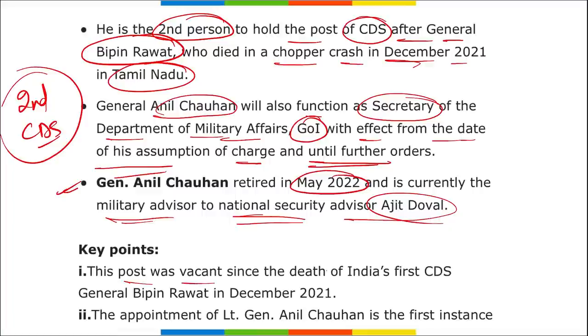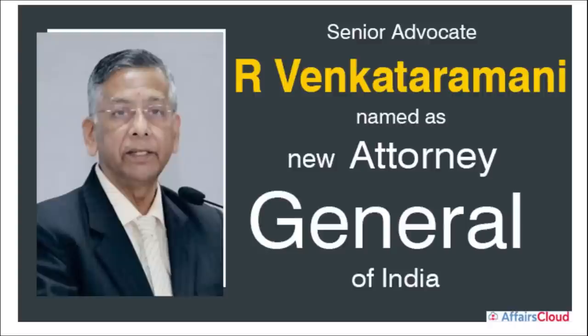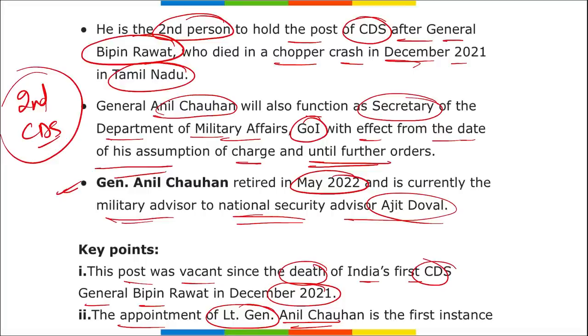This post was vacant since the death of India's first CDS, General Bipin Rawat, in December 2021, and the appointment of Lieutenant General Anil Chauhan is the first instance. Highly important. It is the first instance that a retired general has been taken to office as the most senior officer.